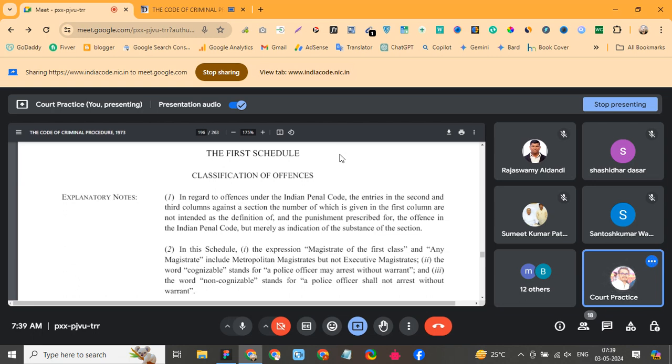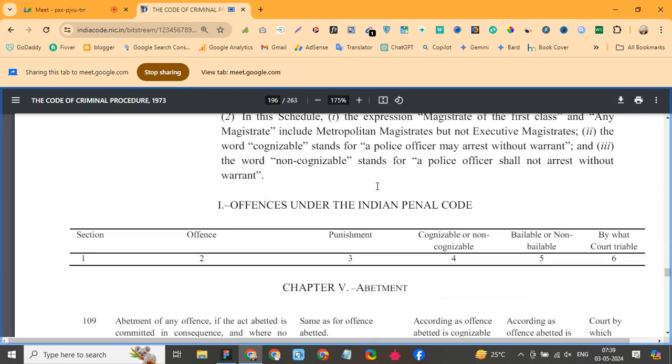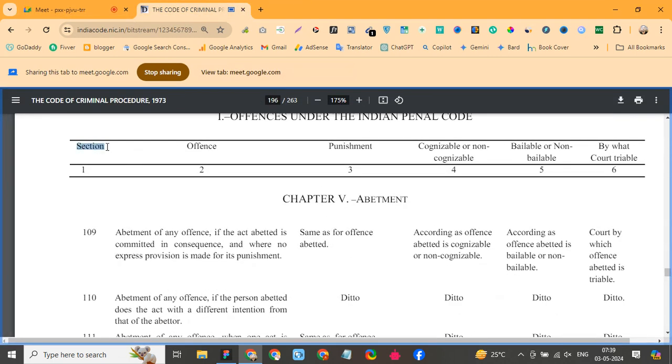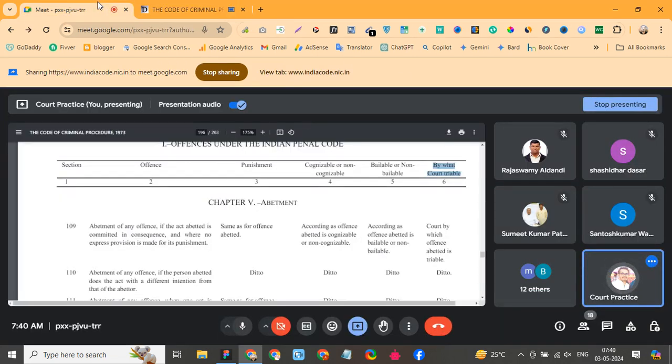whether that offense or section of IPC is bailable or non-bailable, whether that section of IPC is cognizable or non-cognizable, and under which court that matter is triable. So if we go through it, the first thing is the section, second is the offense, meaning the definition of the offense, third is the punishment, fourth is cognizable or non-cognizable, fifth is bailable or non-bailable, and sixth is under which court the matter is triable. So this is the important part.